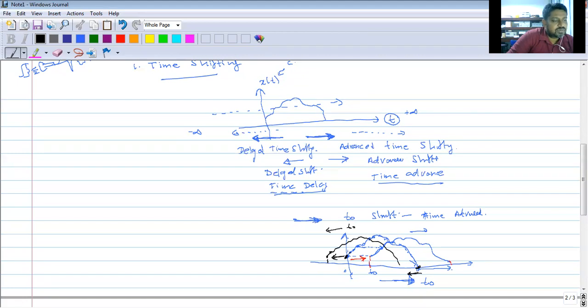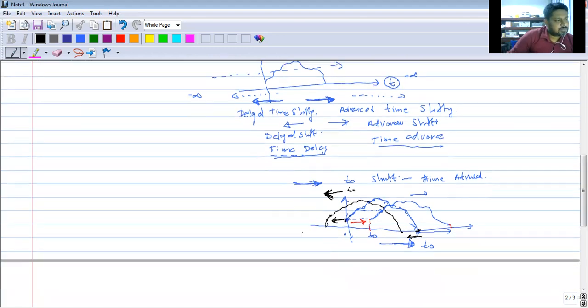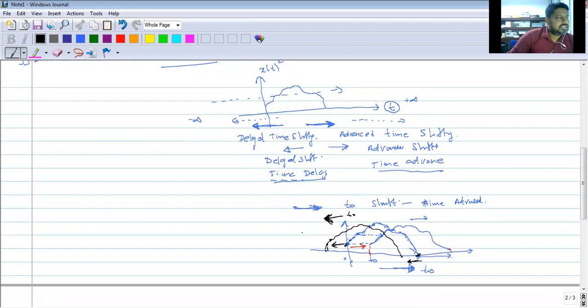So this one at the back is the delayed signal. It is shifted to the time decreasing side, so it is a delayed signal. Understand? So that is time shifting.